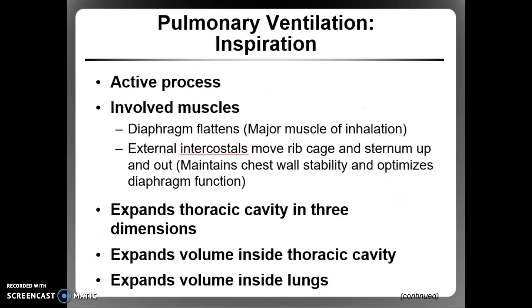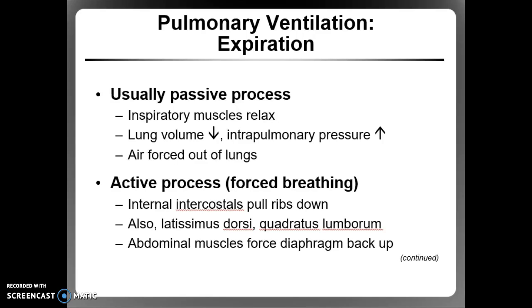So inspiration, breathing in, is going to be an active process. In the involved muscles, the diaphragm flattens out. The external intercostals move the rib cage and sternum up and out. So the thoracic cavity expands in 3 dimensions. And then expiration, breathing out, is typically a passive process. We see our lung volume decrease, our intrapulmonary pressure increase, and air is forced out of the lungs. The diaphragm comes back up.